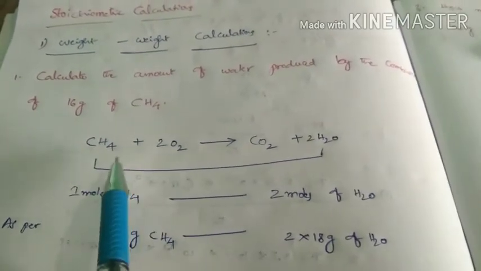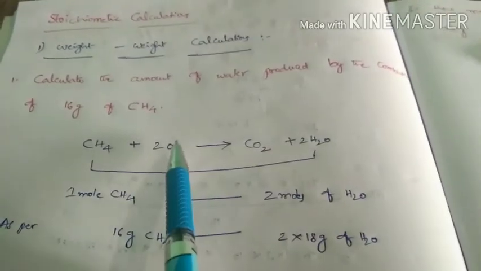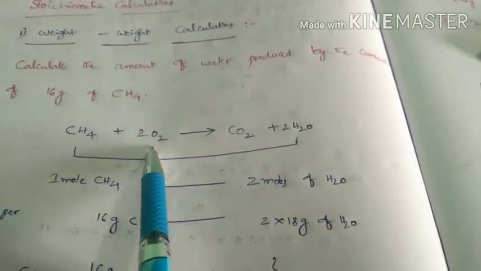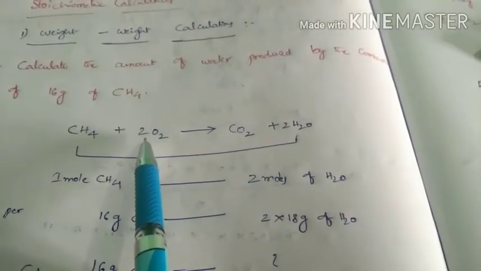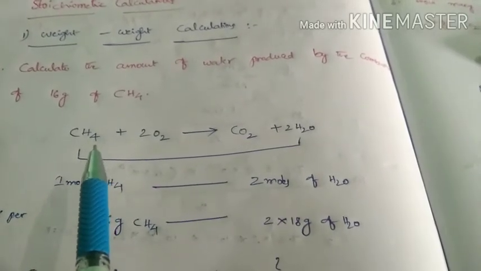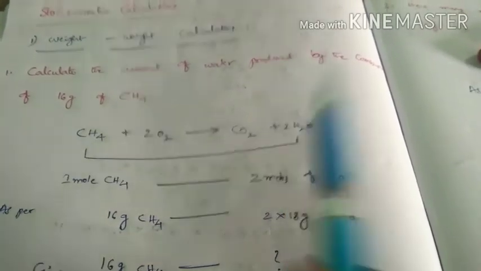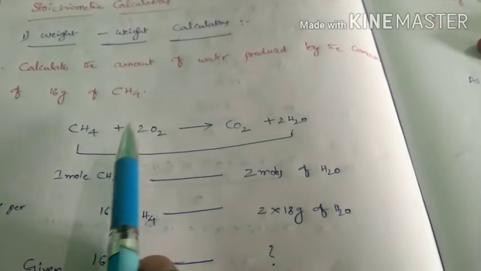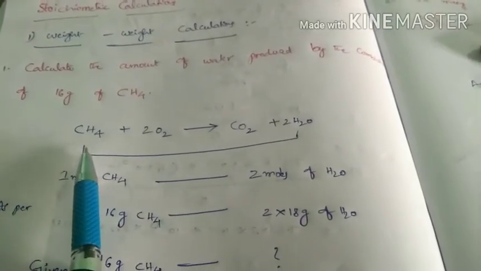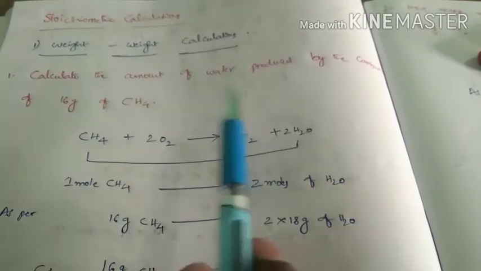So first draw the line for those two substances. In this equation, we don't bother about O2 and CO2 because those amounts are not given in the question. So no need to consider O2 and CO2. We have to consider the amounts of CH4 and H2O, so for that we have to draw one line. That is the second step. First step is we write the equation, then balance the equation. Second step, we draw one line for the given substances.